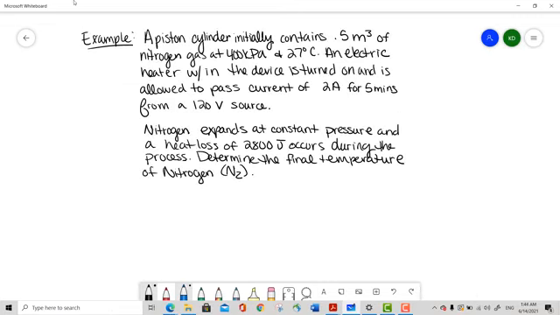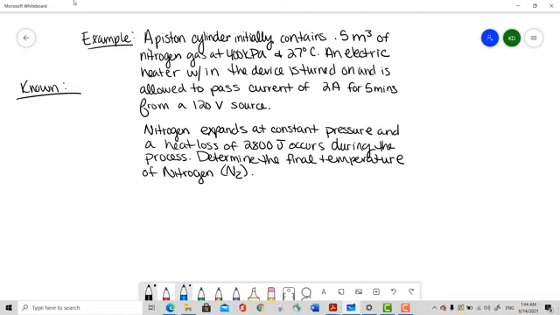A piston cylinder initially contains 0.5 meters cubed nitrogen gas at 400 kilopascals and 27 degrees Celsius. An electric heater within the device is turned on. It is allowed to pass current of 2 amps for 5 minutes from 120 volt source. Nitrogen expands at constant pressure and a heat loss of 2800 joules occurs during the process. Determine the final temperature of nitrogen. Okay, so what do we know? We'll just put known here.